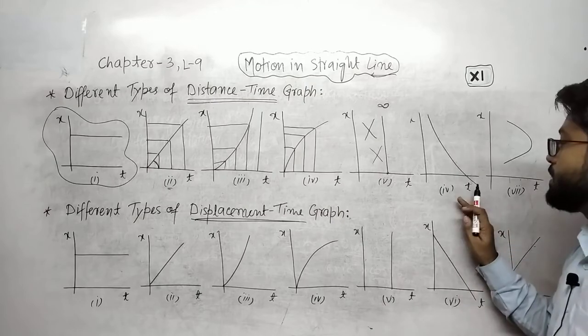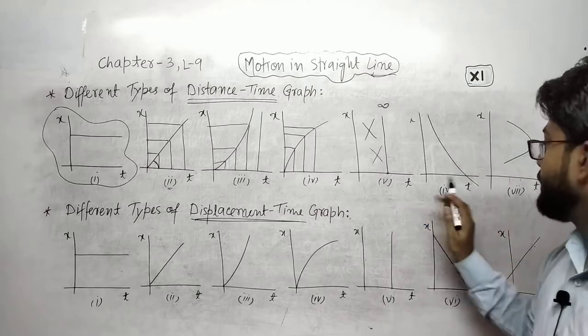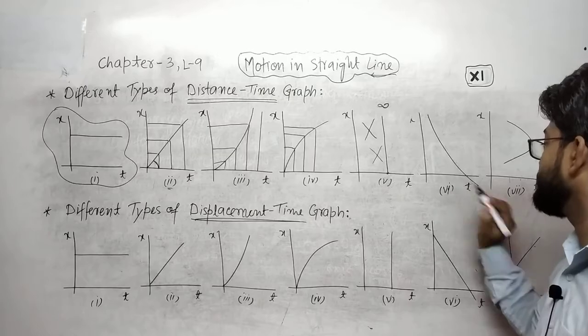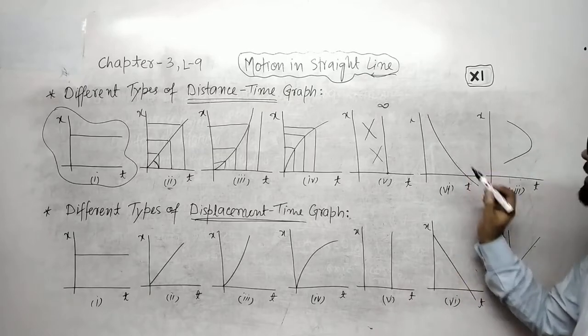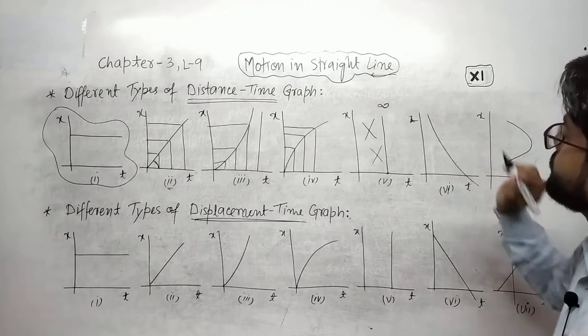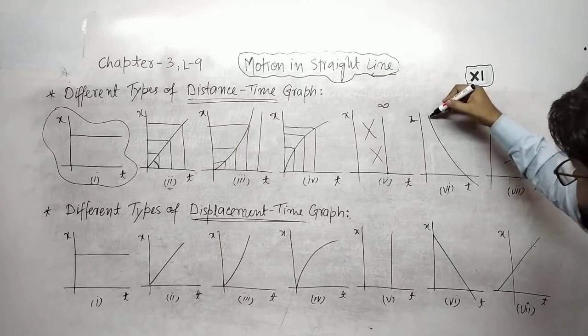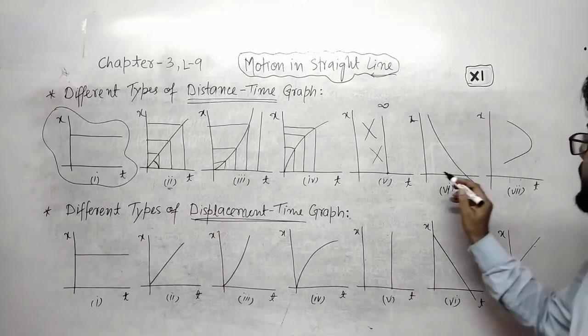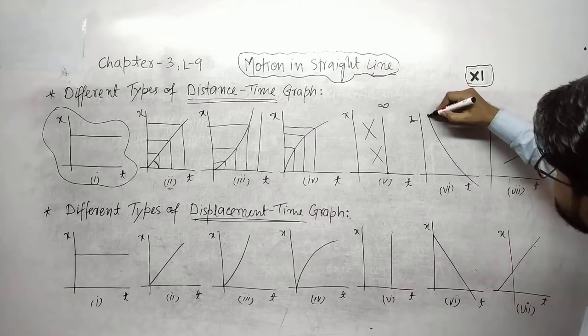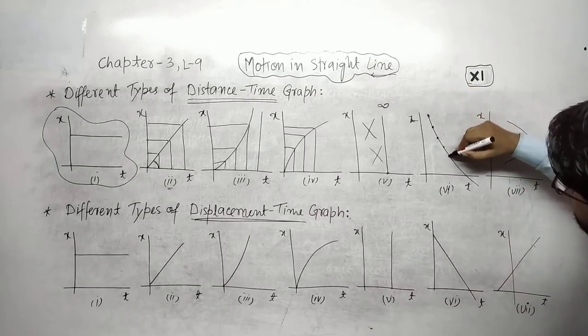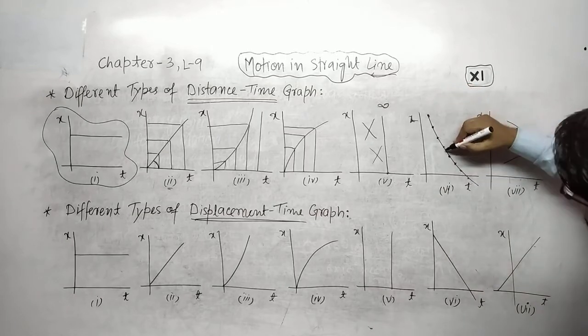Now graph number 6. That is the distance versus time. If you go from this position to this, let us suppose the graph is like that.